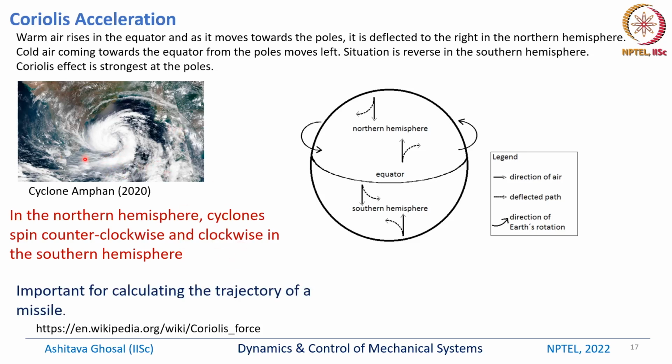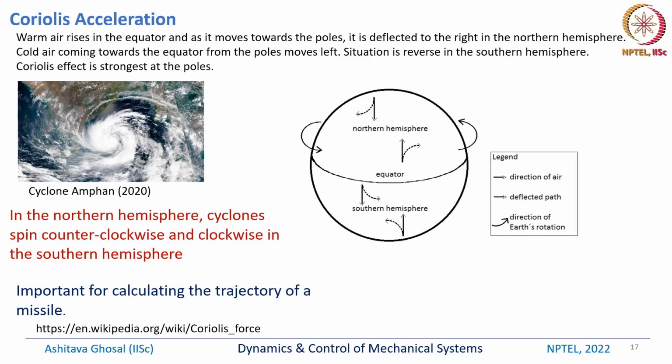The Coriolis acceleration is also very important to calculate the trajectory of a missile. So you can think of a missile being launched from one point on the Earth and it is supposed to go somewhere else. Because the Earth is spinning and there is a linear velocity component of this missile, there will be a 2 omega cross V. Okay, there will be a Coriolis acceleration, and because of this Coriolis acceleration, the path or trajectory of the missile will deviate a little bit.